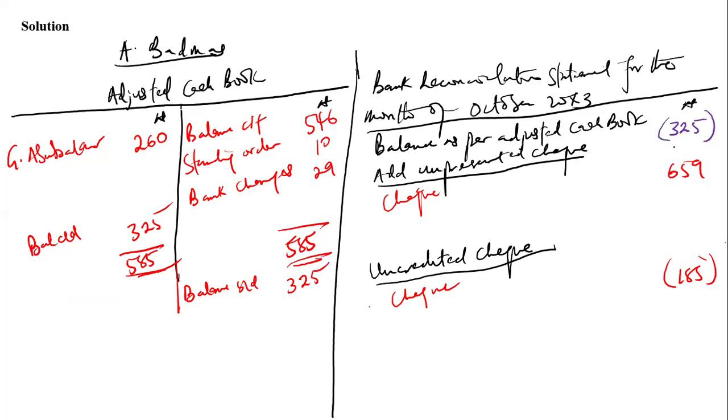325 in brackets. Now, why I'm also using this is to dispel the assertion that a lot of people will tell you, that once you have an overdraft, you change the format. No. Once it's an overdraft, it means it's minus, the format remains the same, but it will be minus. So you now do minus 325 plus 659 minus 185.